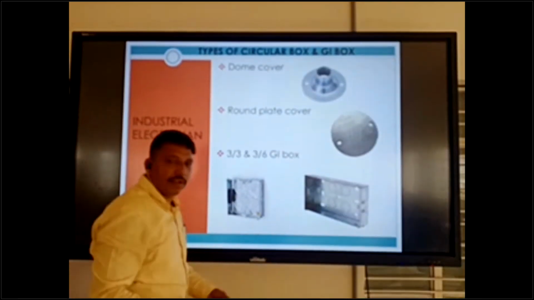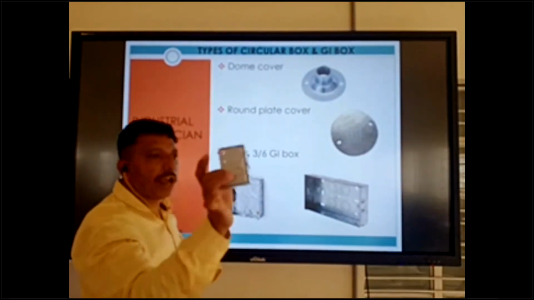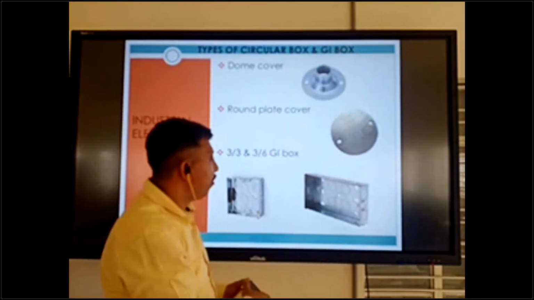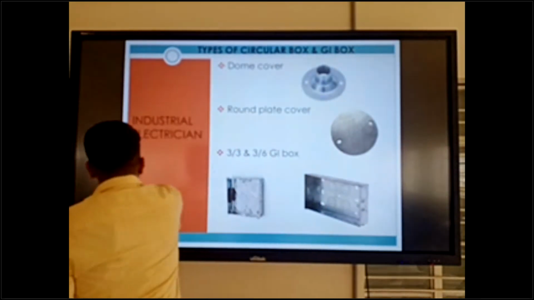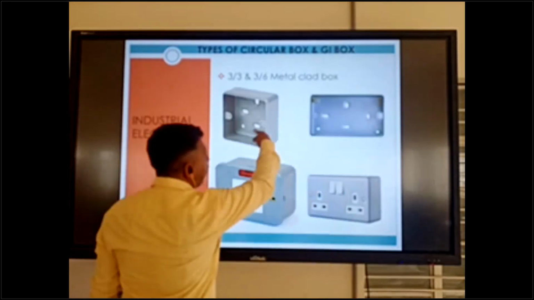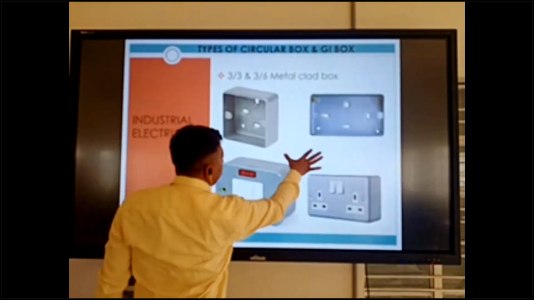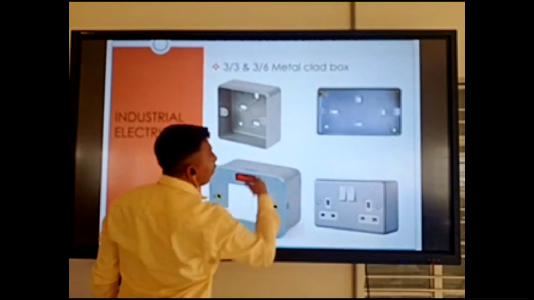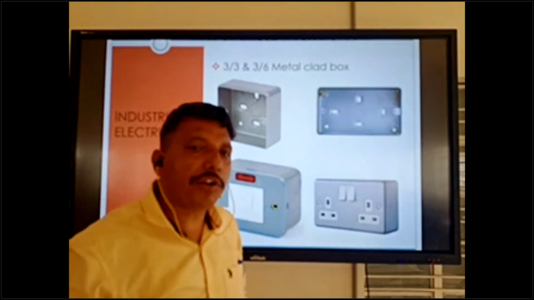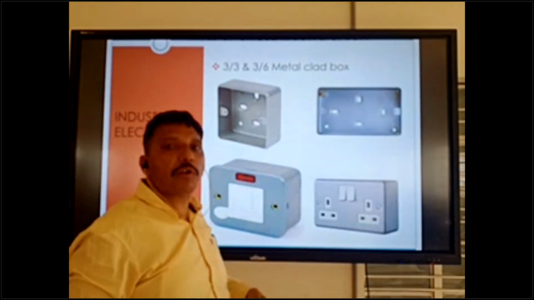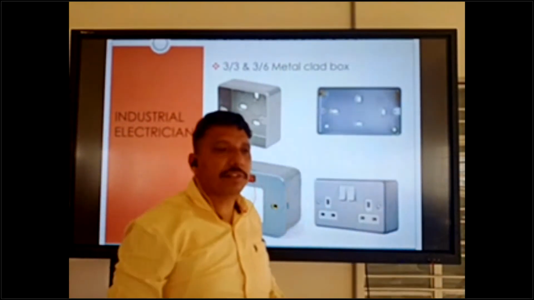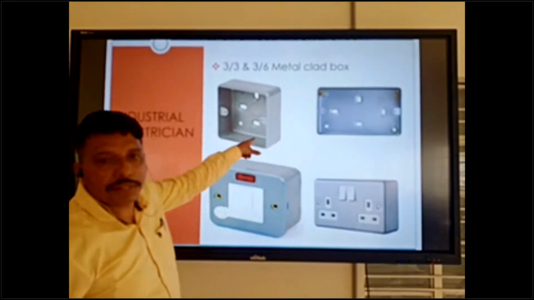This is the GI box. This does not come with finishing. We can use this concealed inside the slab or inside the wall. But this is the metal clad box. Okay, so this is used for surface type wiring. Suppose you are conducting in GI conduit or EMT conduit. If you drop the pipe in boxes, that time you need a metal clad box.